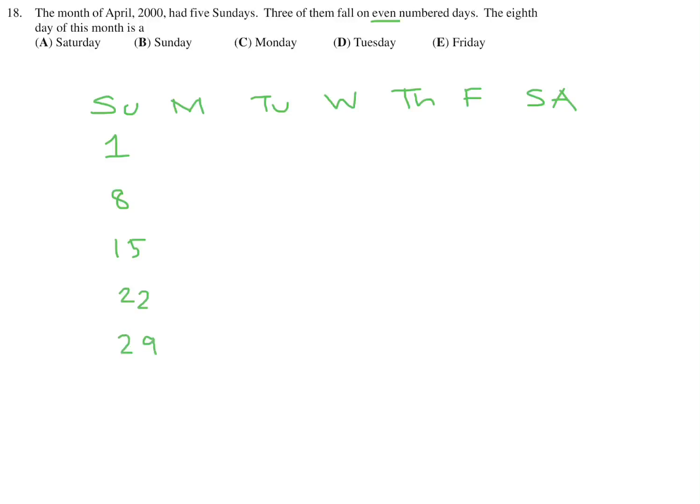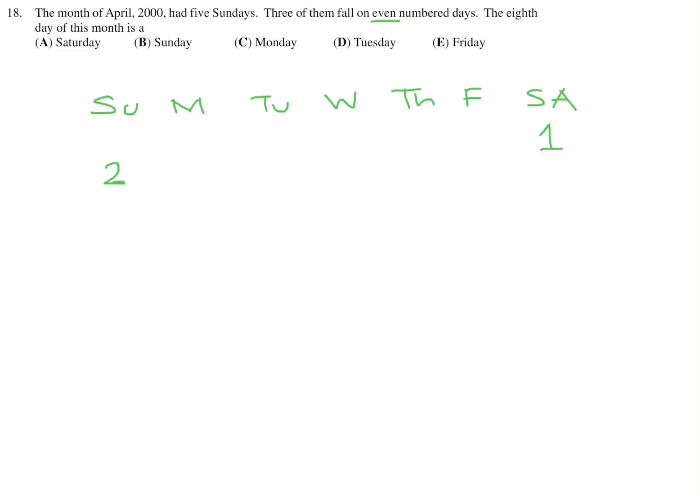Does this meet our condition? 3 of the Sundays fall on even numbered days. We got 1 even, 2 even. Ooh, that's not good because now we only have 2 even numbered days that the Sundays fall on. So this scenario is incorrect. No problem. We can just make another scenario. Instead of putting the first Sunday on the first of the month, I'll put the first Sunday on the second of the month. So like this.